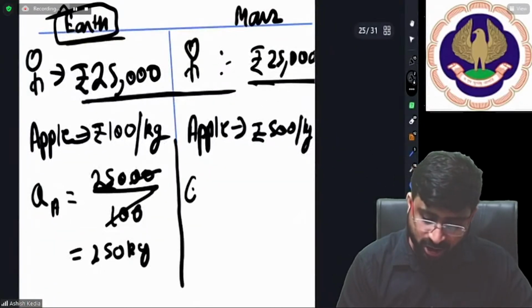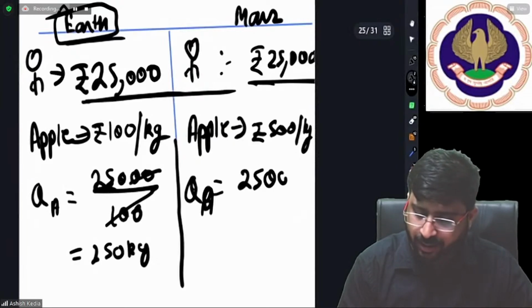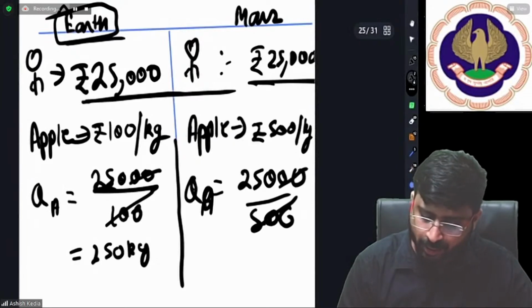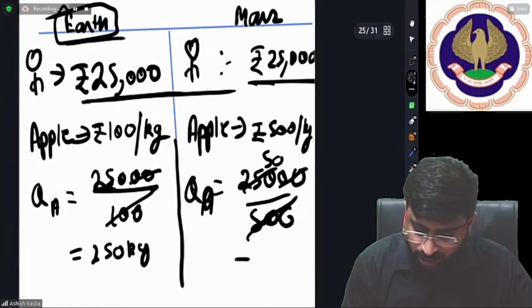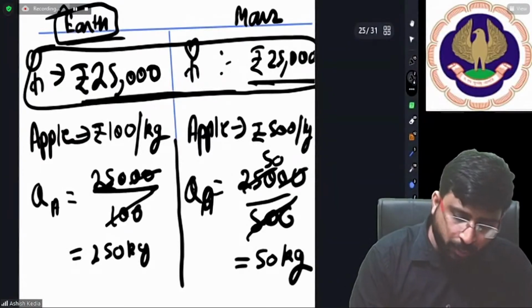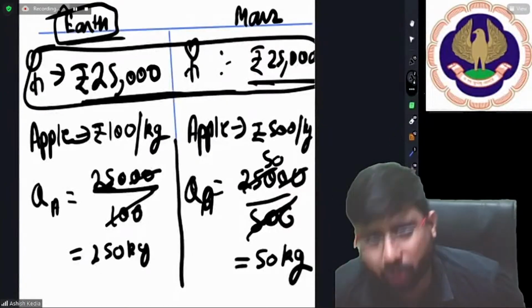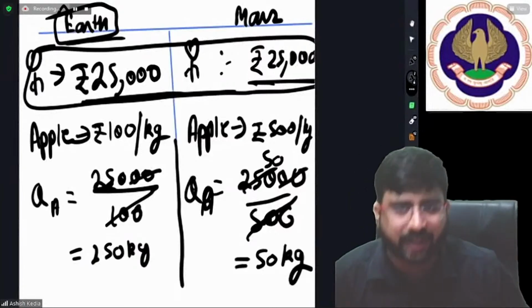But this person on Mars, how much can he buy? Let's see, quantity of apples, 25,000 by 500 rupees. So how much is this person able to buy? 50 kg. My dear friends, nominal income of both of them was the same, which is 25,000 rupees.